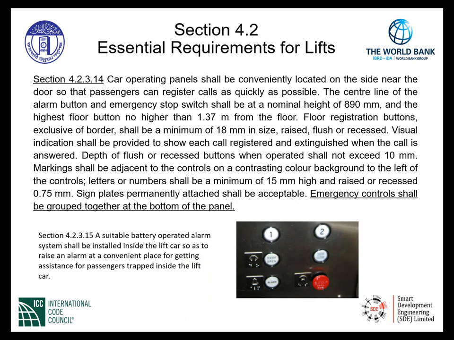Car operating panels are required to provide certain specific requirements as indicated in section 4.2.3.14. Car operating panels shall be conveniently located on the side near the door so that the passengers can register calls as quickly as possible. The center line of the alarm button and emergency stop switch shall be at a nominal height of 890 millimeters, and the highest floor button can be no higher than 1.37 meters from the floor.